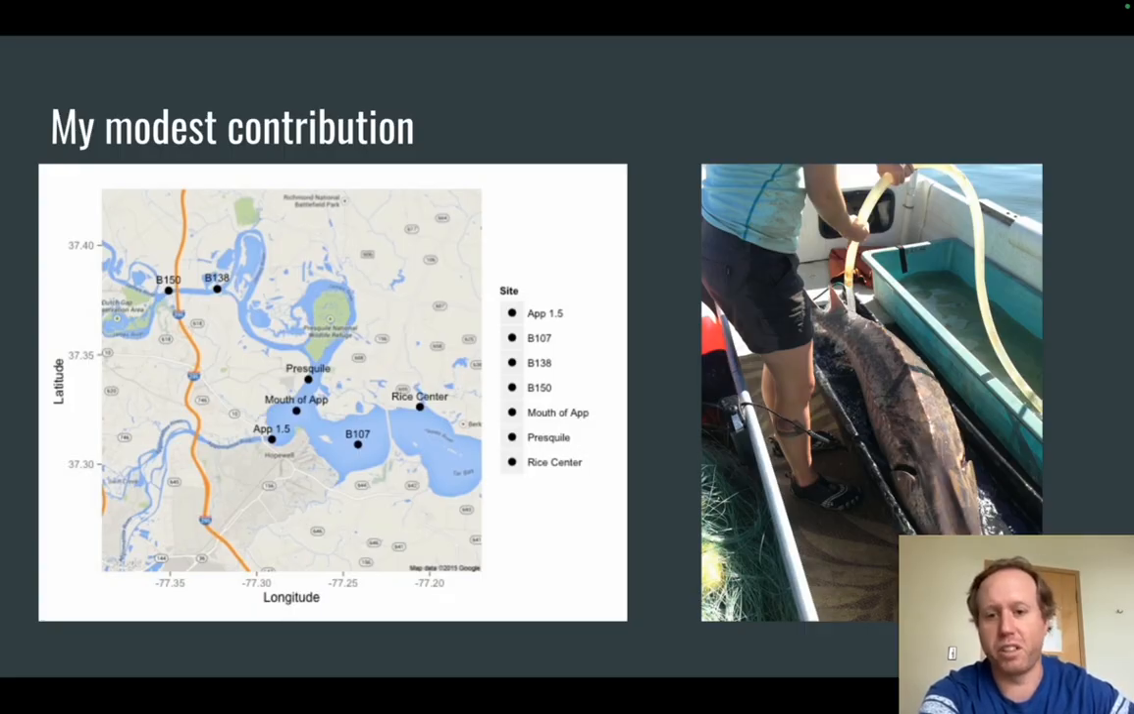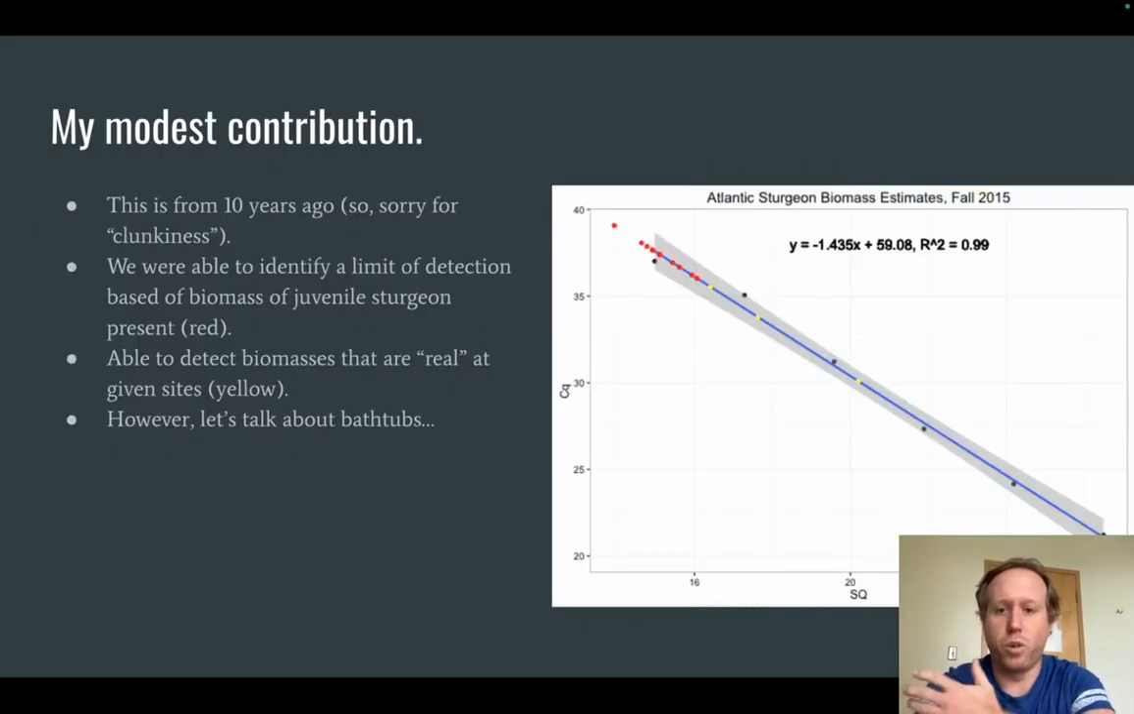Because they were federally endangered, it would be really helpful for us to be able to identify where they are without having to touch them, and eDNA is a way to get there. And so I was brought in as a graduate student to develop methods to identify where Atlantic sturgeon are in the James River. Long story short, this plot is from 10 years ago, so sorry for its relative clunkiness compared to what I would want to do now.